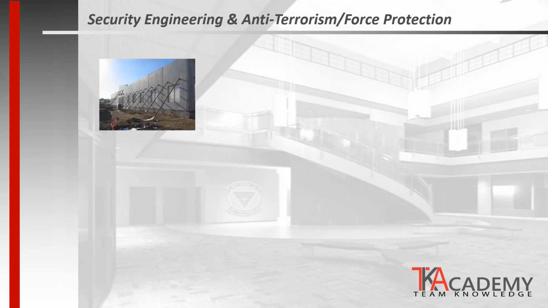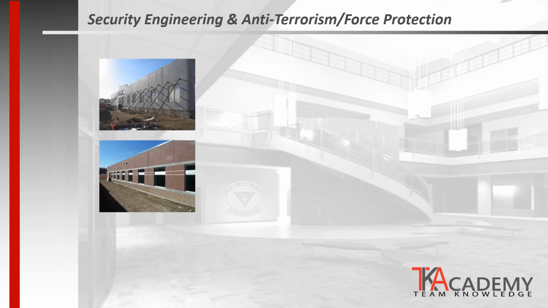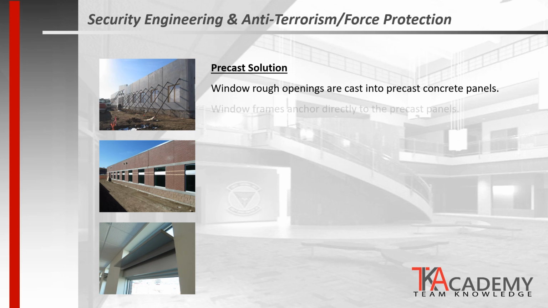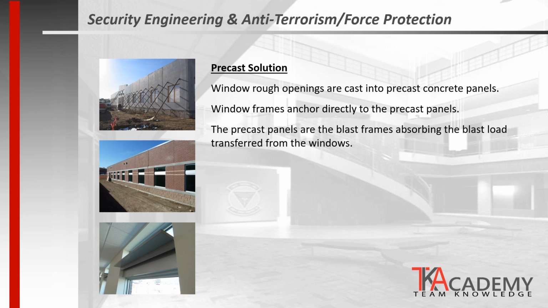A similar approach applies to precast or concrete walls. However, instead of the window rough openings being framed, they are cast as openings in the precast or concrete wall panels. The window frames are installed in rough openings and anchored directly into the precast or concrete panels. The precast and concrete panels serve as the blast frames, absorbing the blast load and transferring the loads from the windows into the wall, which is the building structural system.